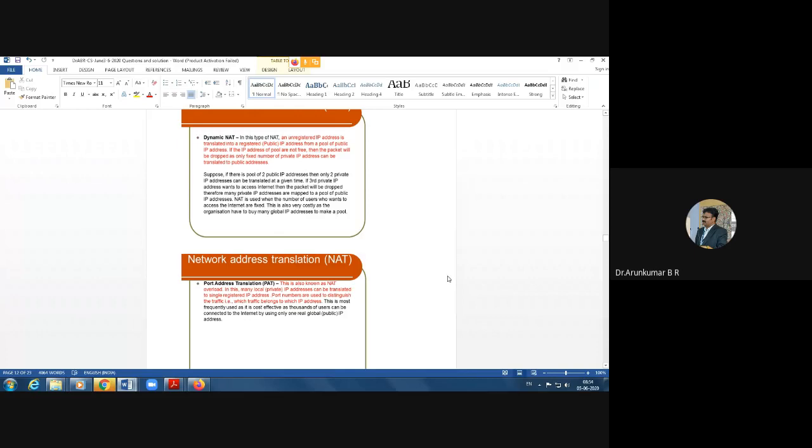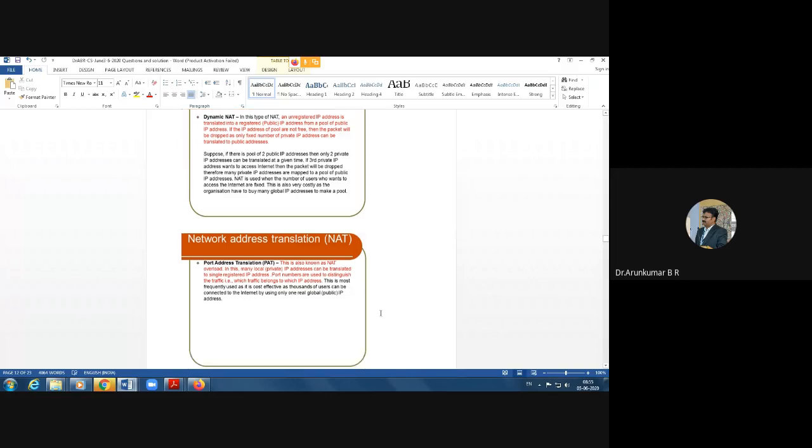Dynamic NAT is costly, and when an organization wants to connect to a public IP address, and as asked in the question, 3000 devices want to connect, then you need an extension of dynamic NAT called PAT, which converts many local private IP addresses into a single registered IP address. Port numbers are used to distinguish which traffic belongs to which IP address. This is most frequently used as it is cost effective, as thousands of users can be connected to the internet by using only one real global public IP address.